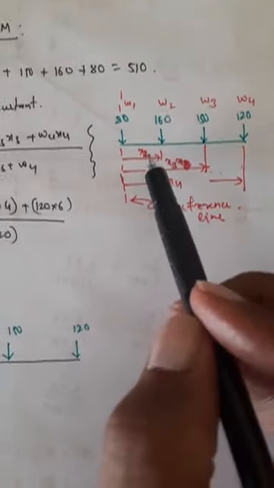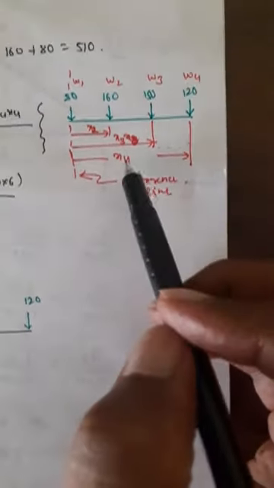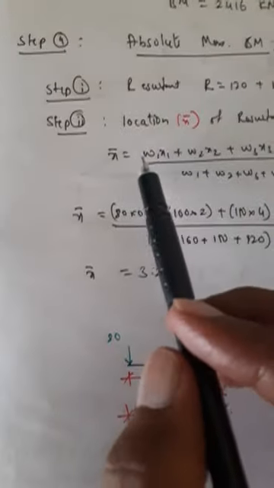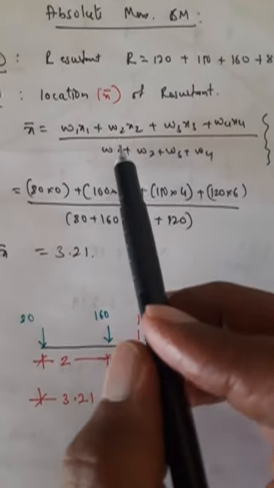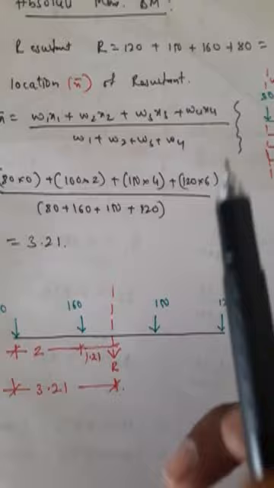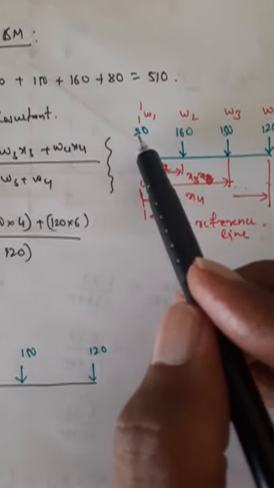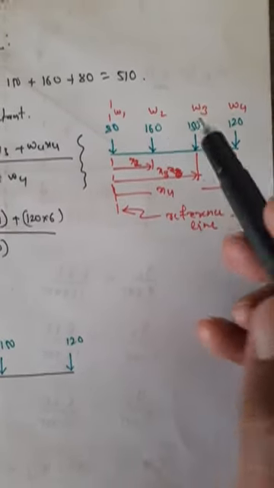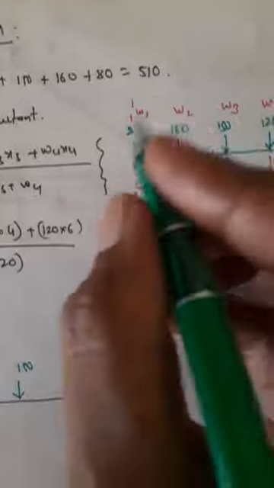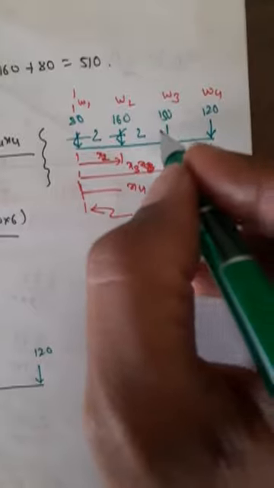Now for weight W2, distance is x2. For weight W3, distance is x3. Weight W4, distance is x4. Now x bar is W1 x1 plus W2 x2 plus W3 x3 plus W4 x4 divided by W1 plus W2 plus W3 plus W4. Now W1 load 80 into 0, because this reference plane coincides with 80. 80 into 0 plus 160 into 2. These distances are already given. So these distances are 2, 2 and 2.